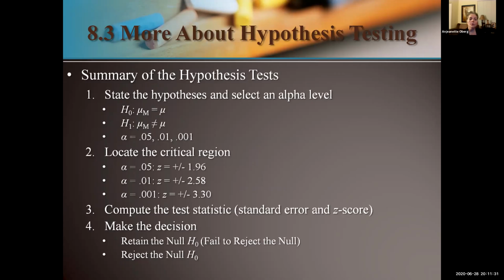Okay, so when we're talking about hypothesis testing, we need to state our hypotheses and select an alpha level, right? So based on an alpha level of .05, .01, or .001, we will write out our null hypothesis. I expect the mean of my sample, my expected mean, to equal my population mean. I'm not expecting any differences. There are no differences between my sample and my population.